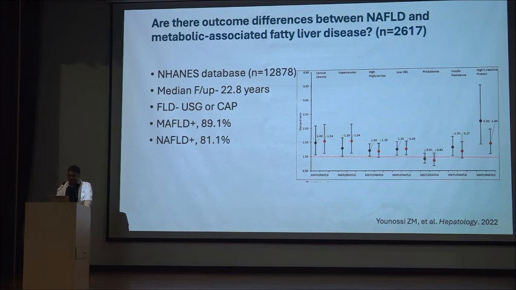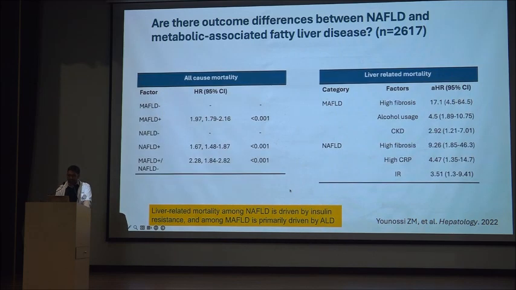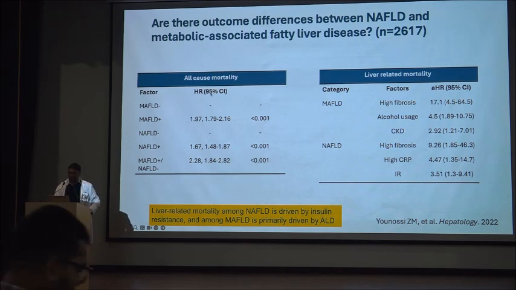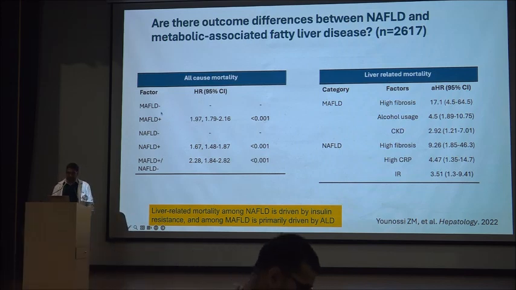MAFLD by definition was defined in 89% of the patients. NAFLD by definition, that is liver fat with less than 20 grams of alcohol intake, or less than 30 grams in males, was categorized in 81% of the patients. And what they found was that all-cause mortality, when not adjusted, was significantly higher in those who have MAFLD compared to non-MAFLD, or NAFLD compared to non-NAFLD.